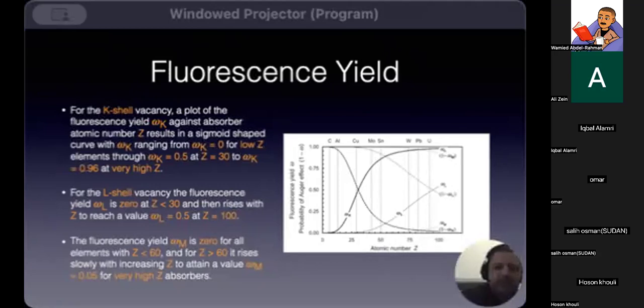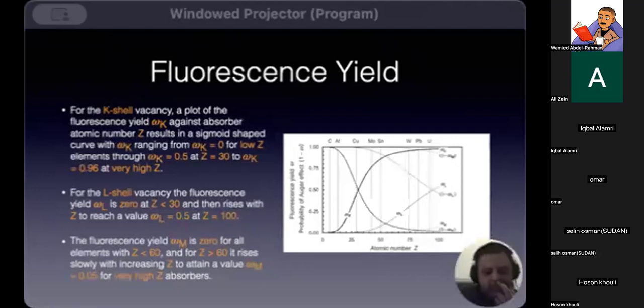So this is for the K shell. Now for the L shell, the vacancies. If you have a vacancy in the L shell, this curve now represents the fluorescence yield for the L shell. The curve starts roughly around Z equals 30. For the K shell, it was at 10.